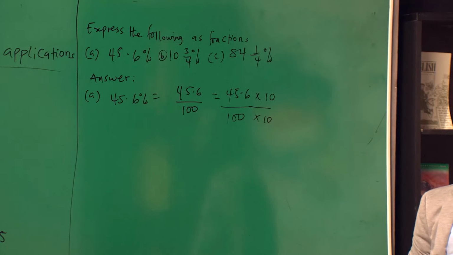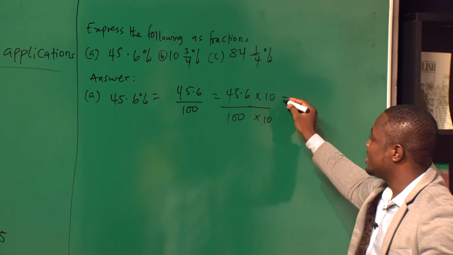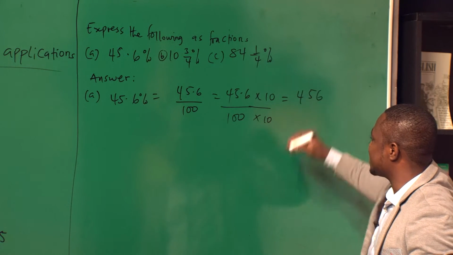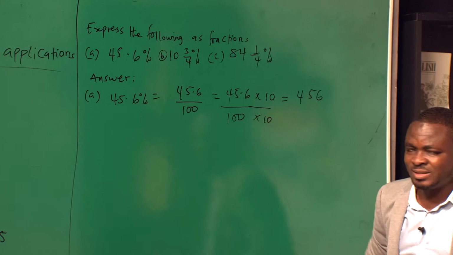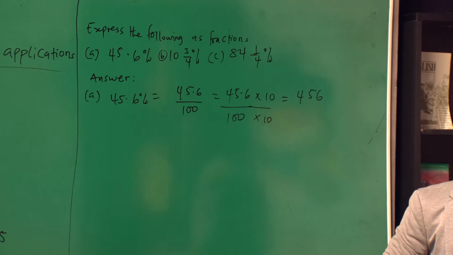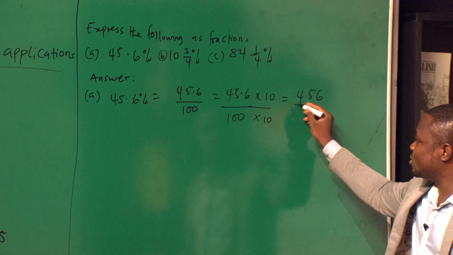Are you okay? So I'll go further and write it as 456. Now if I multiply by 10, the point vanishes. It's no longer there. Are you okay? The denominator also tends to what?